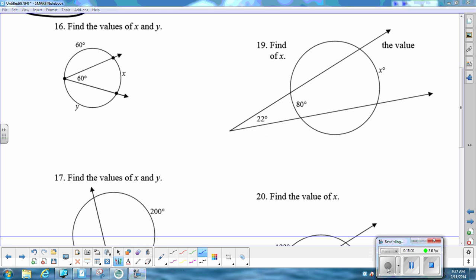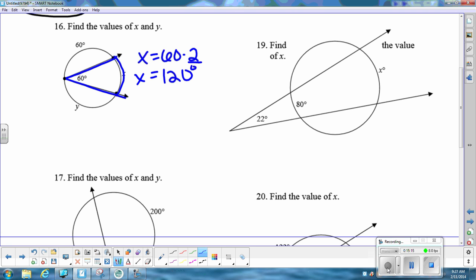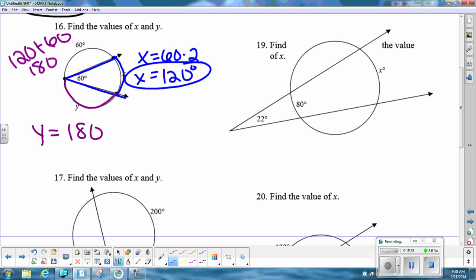Right, if I look at number 16, I need to figure out angle x, or arc x. It's intersected by a 60-degree angle, so x would be 60 times 2, so x is 120 degrees. And then y is the rest of the circle. I know x is 120, and then I have the 60 degrees, so 120 plus 60 is 180. Well, it's half the circle, and y is the rest of it, so y would also have to be 180 degrees.